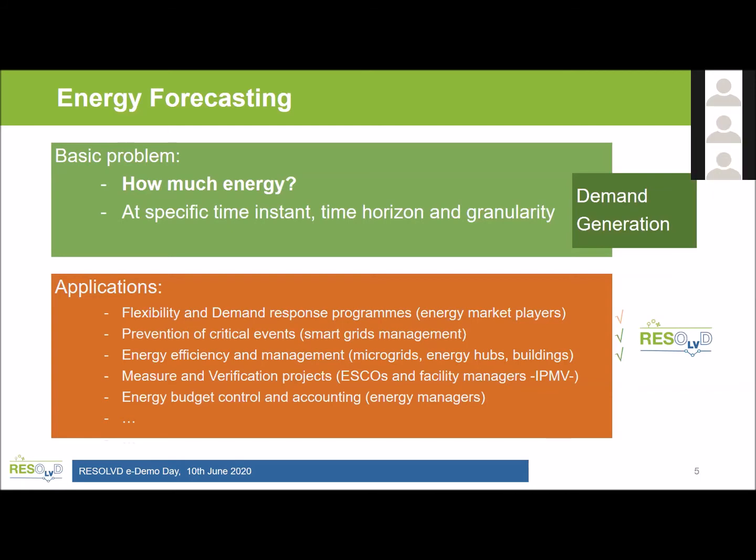In the project, we mainly focus on the second and third points, so on the use of energy forecasting for the prevention of these critical events, and also on the use of the forecasting for better scheduling of some assets or reconfiguring the grid for an optimal management of the energy in the low voltage grid.